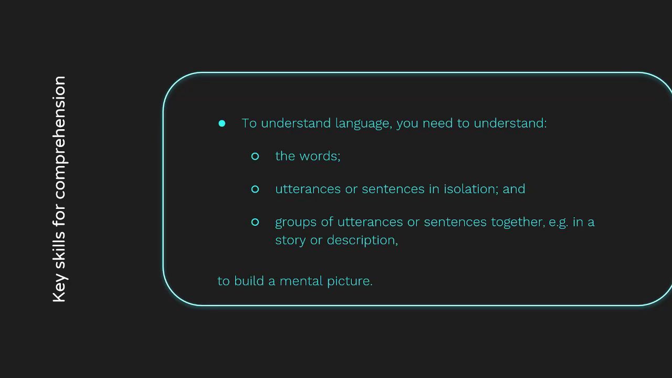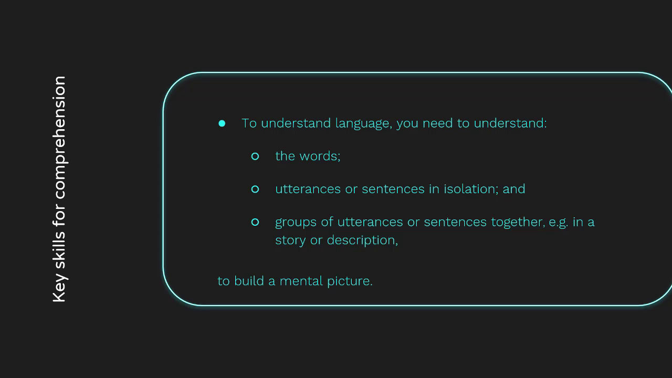To understand language, you need to understand each of the words that you hear, what they mean, in other words, the vocabulary. You need to understand utterances or sentences when they're on their own. A good example of this is when we're following instructions or listening to instructions. We need to be able to understand them in context.